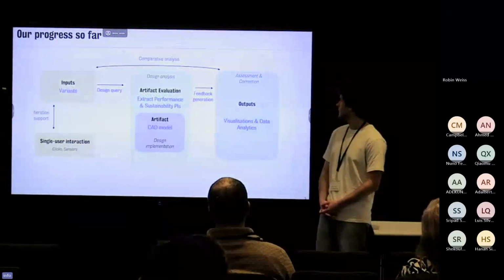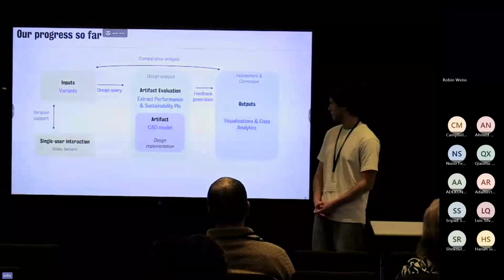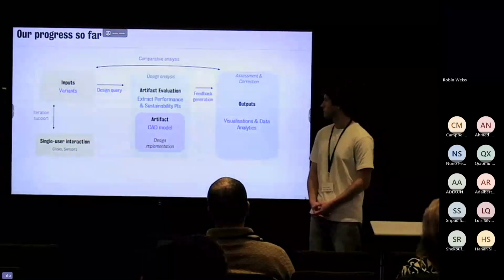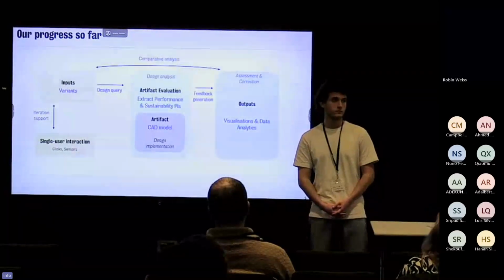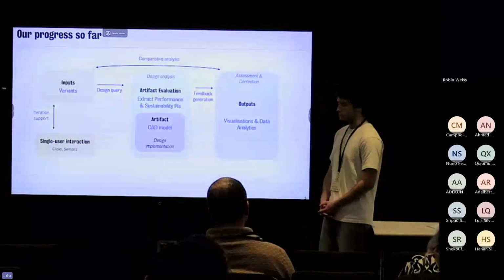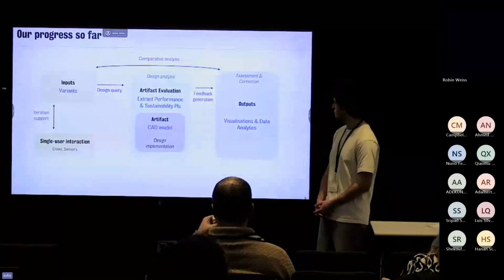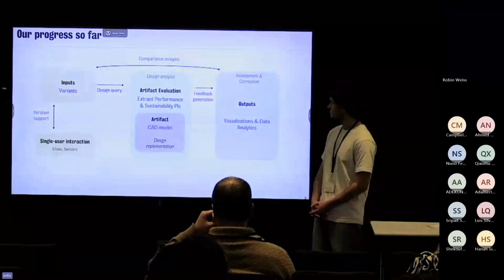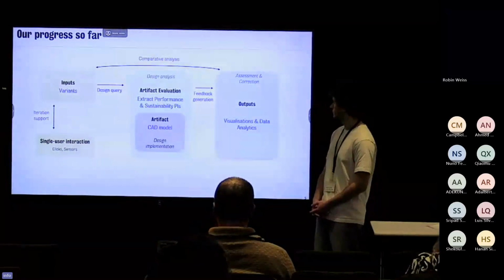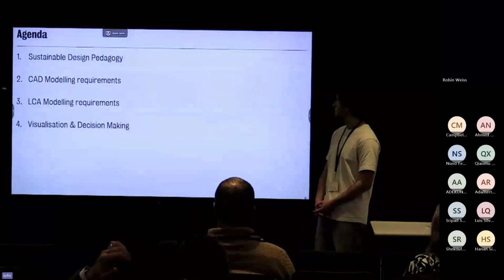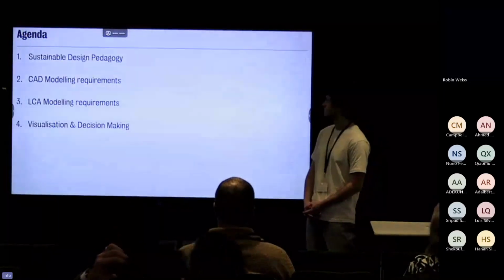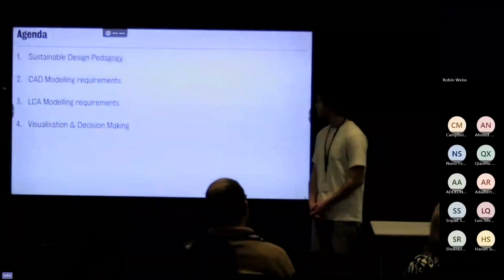And at this point, we're probably around here, where we're able to take a CAD model, extract its KPIs in terms of cost, performance, dynamics, and sustainability measures. We can vary a few of the hierarchy's components and then generate some feedback. That's where we are. So we'll talk today a little bit about what we mean by sustainable design pedagogy.